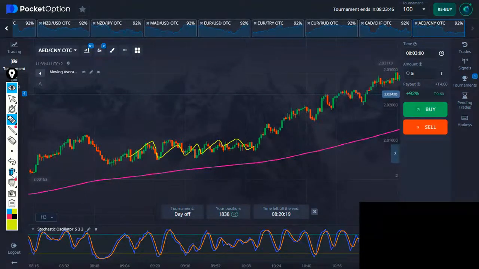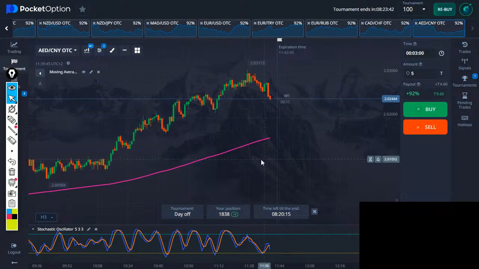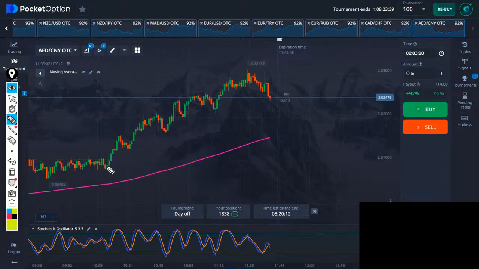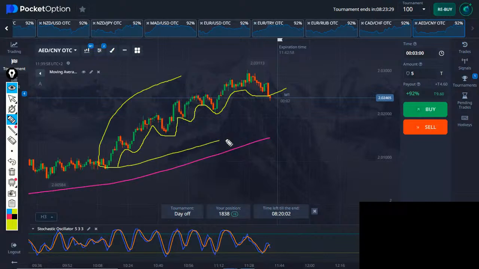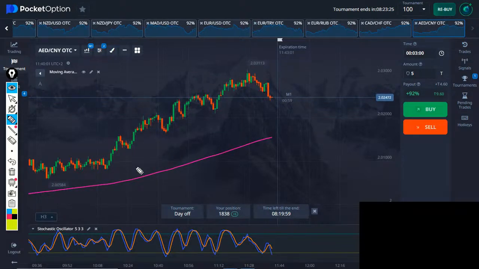We only take trades if we see a clear trend above or below the 200 moving average. Like in this case, clear, higher highs, higher lows. You see? So in this situation, you take trades. So now we have two confirmations in place. We have the price above the 200 moving average, and we have a clear trend to the upside.